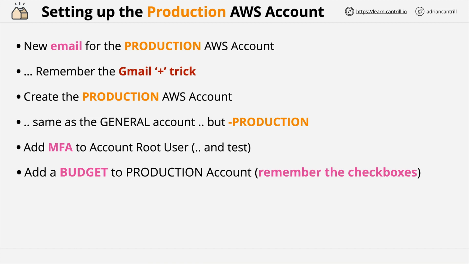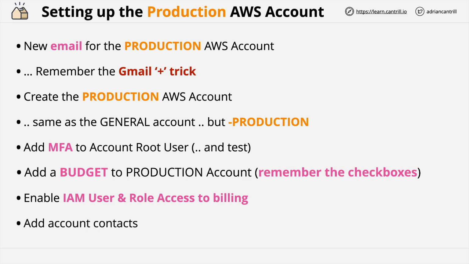You also need to remember to go into the account settings of the production AWS account and enable IAM user and role access to billing. And then optionally, if you did this in the general account, you can also add those 3 different account contacts to that same account screen. But remember, this is optional.